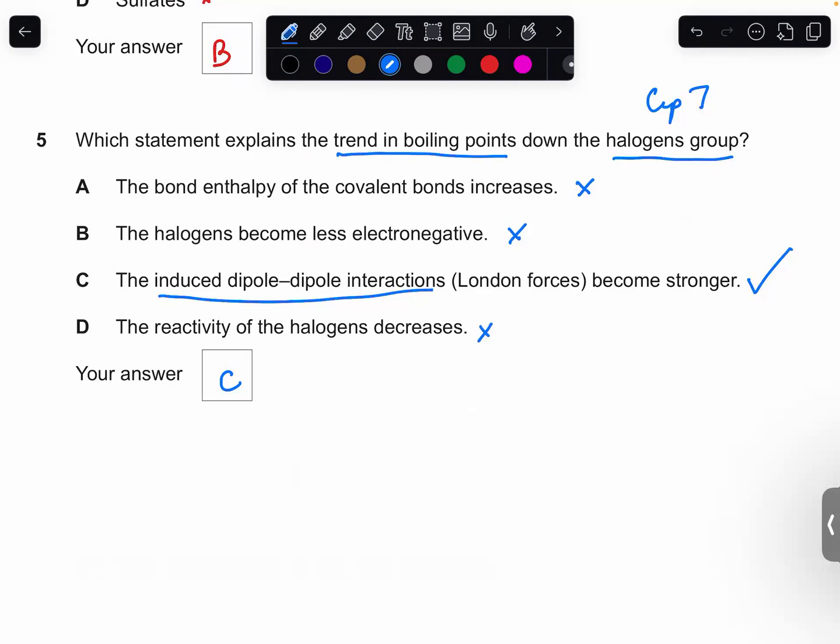This is a bit of a general essay question they can ask you. Explain the trend in boiling point down group 7. We can say more electrons, greater London forces, and more energy needed to overcome these. So this could be a 3-mark sort of a question as well.